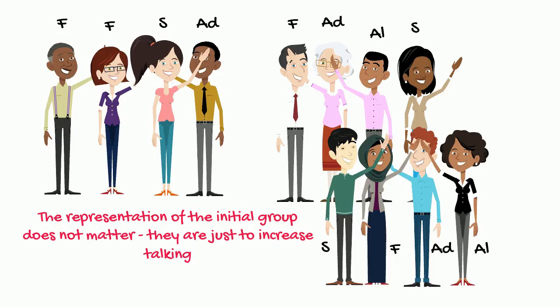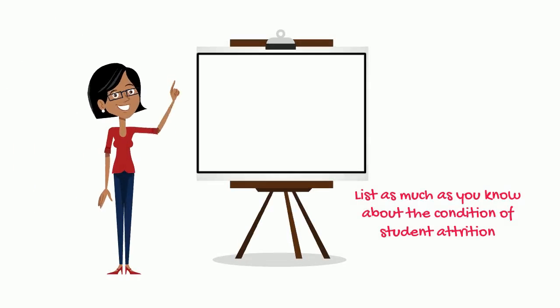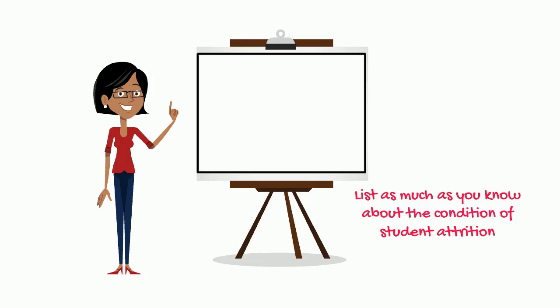Step 1, the diagnostic. Instruct the participants to use the flip chart and list as much as they know about the condition of student attrition. Exactly what is the current reality? Why do they leave? What has changed?